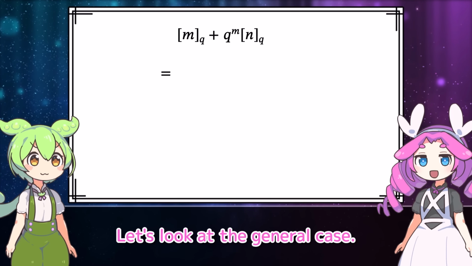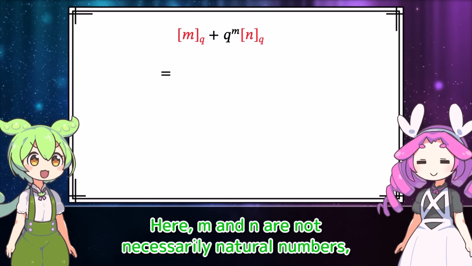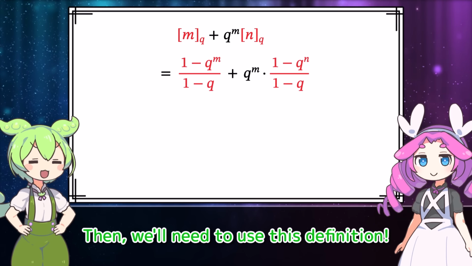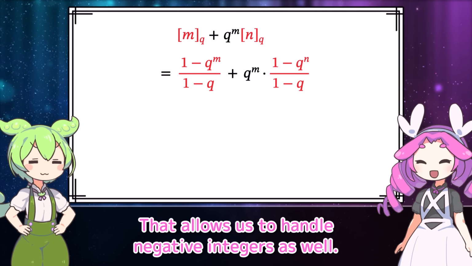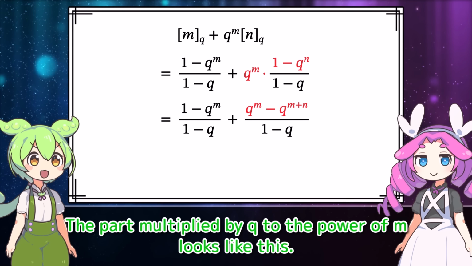Yeah! Let's look at the general case. What happens if we add the q integers corresponding to integers m and n in the same way? Okay. Here, m and n are not necessarily natural numbers, so we have to consider the case when they're negative. Then we'll need to use this definition. That allows us to handle negative integers as well. Alright, let's keep calculating. The part multiplied by q to the power of m looks like this.